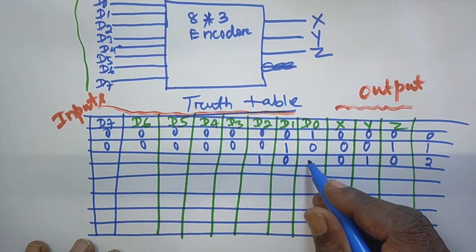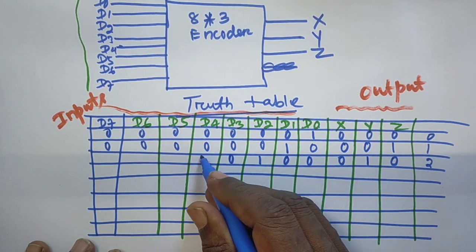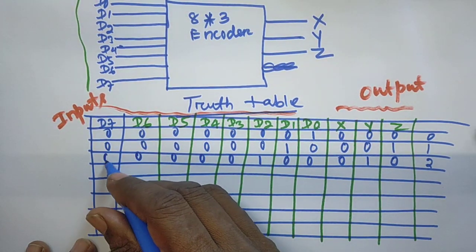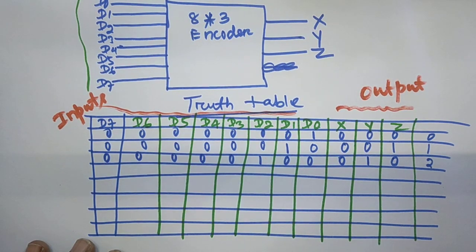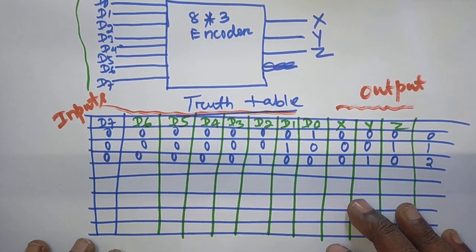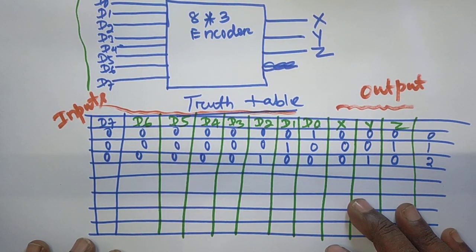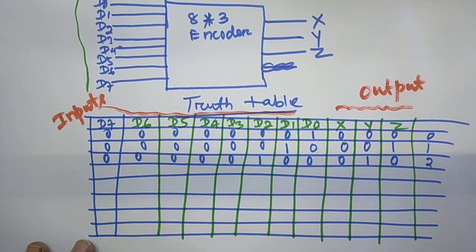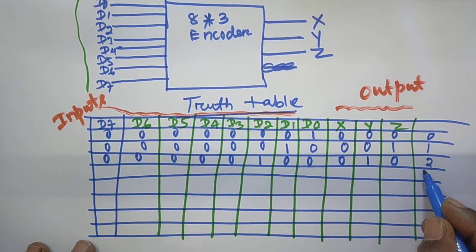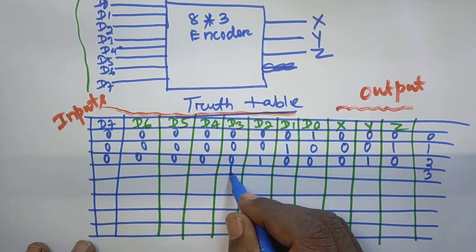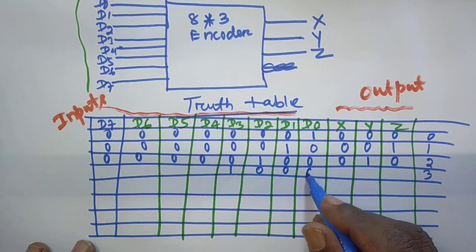Okay. Here is 0, 0, 0, 0, 0, 0, 0. Only depend on that. Similarly, we can define the other part also. How? Very simple way. Here is 3. 3 means D3. D3 is 1. Other part will be 0.